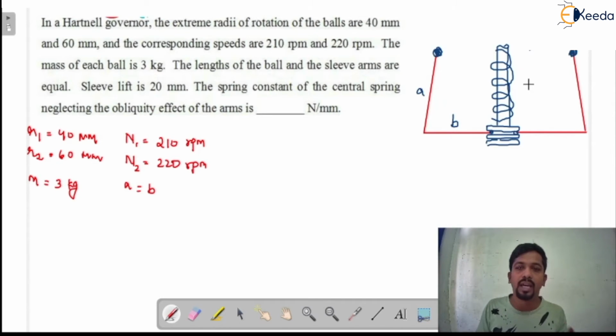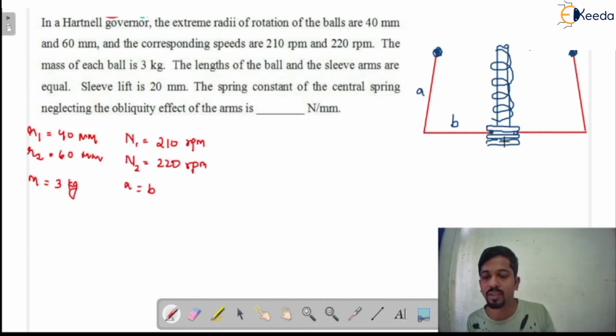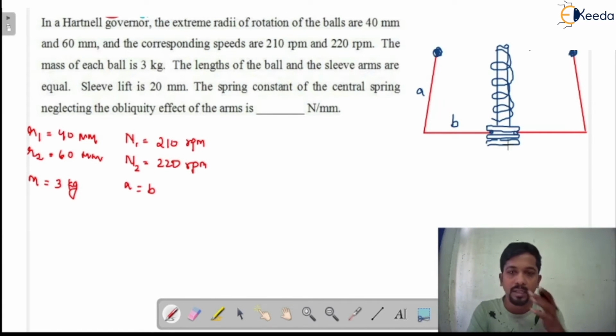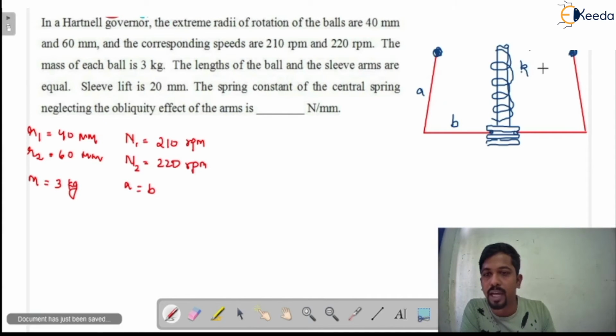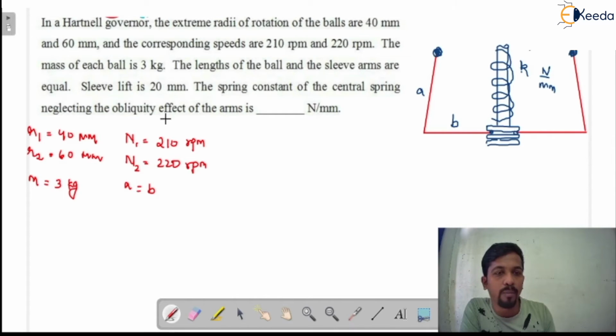The spring in the Hartnell governor is always in compression, so it will exert a downward force on the sleeve. So there will be a force mg plus Fs, the total force on the sleeve. In the question, we have to find the spring constant of the central spring, the value of K in Newton per mm. Neglect the obliquity effect of arms.